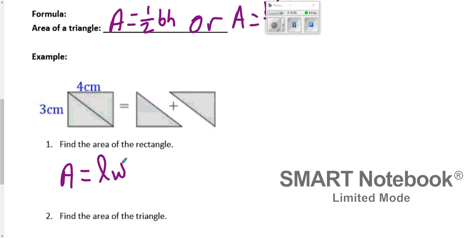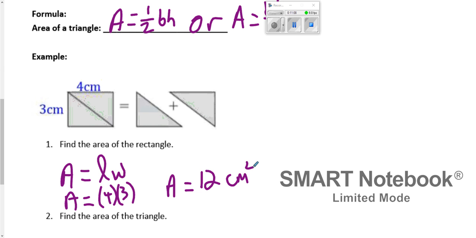Notice that whenever I use a formula, the first thing I do is write it down, and then I plug in the numbers, substitution, 4 times 3. I ran out of room. Area equals 12 square centimeters, or centimeters squared.